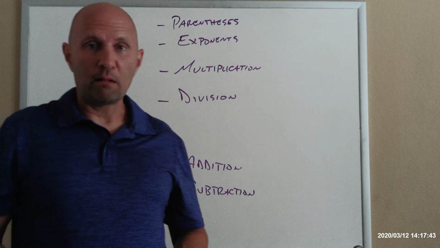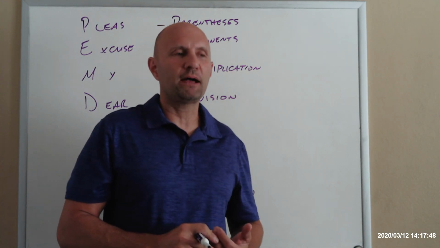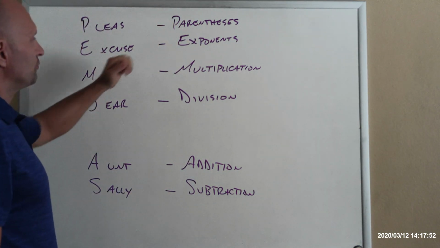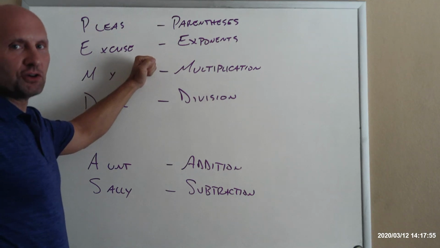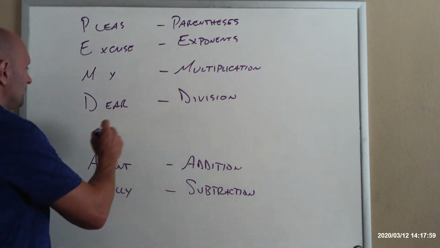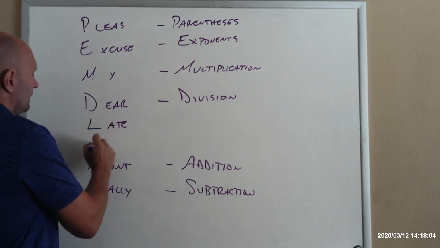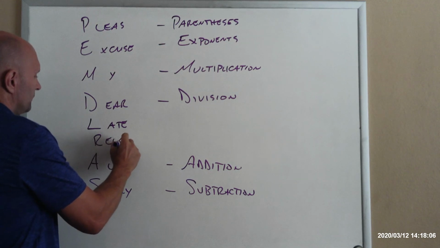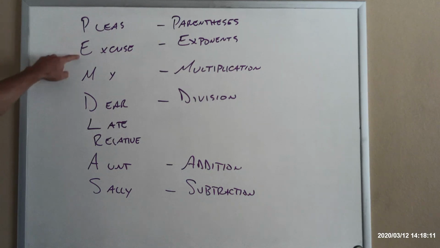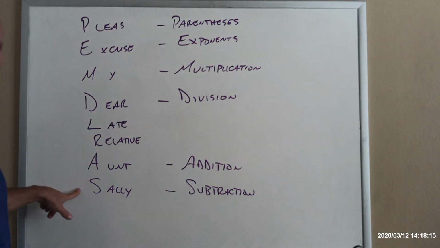But again, the problem with them trying to make you feel good and not tell you that unfortunately she passed away is what? You just always did it in this order. If there's multiplication, okay, I got to do the multiplication first. If there's division, then I do division. But the problem is, as I said, she passed away, so let's say now it's our late relative. So you need to relearn this as, please excuse my dear late relative Aunt Sally.